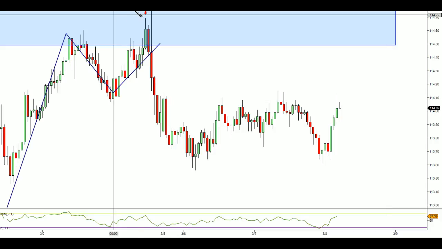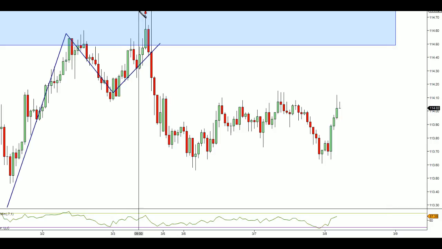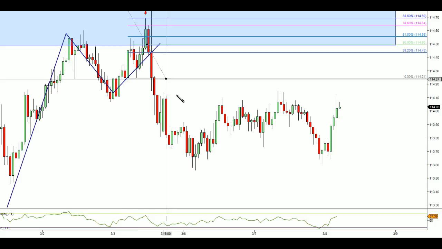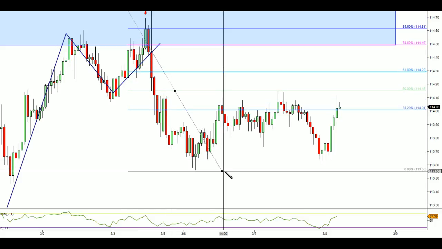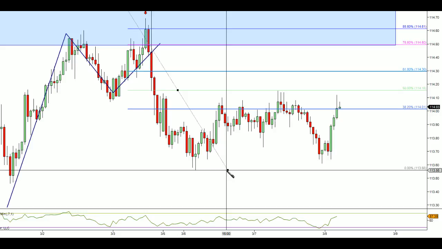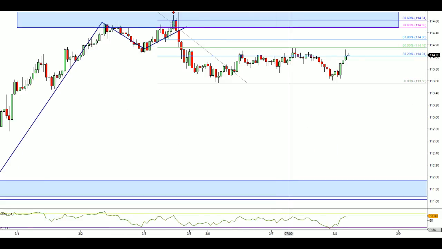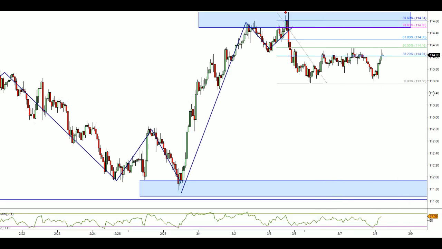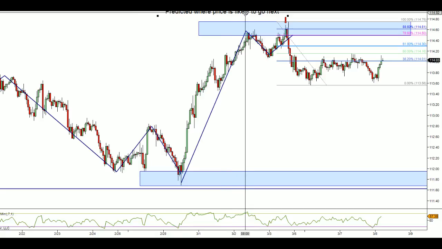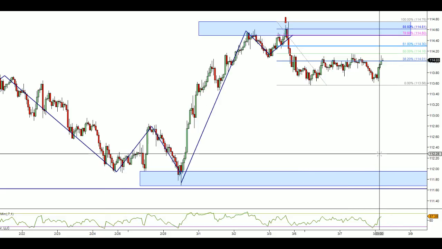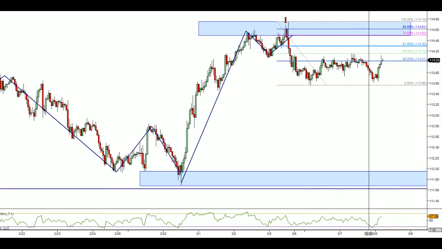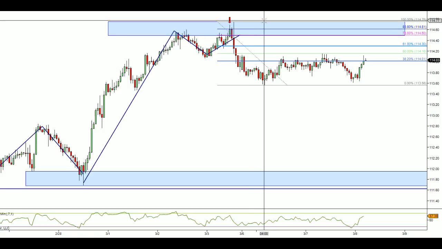Now I want to draw a fib retracement from the swing high up here to the swing low. And I want to decide what's the best way for me to get involved in the trade while limiting my risk. I'm just gonna delete this for now because we already did it on the 4 hour chart. Well, I know that my stop has to be above this high, and we're at 114.75.